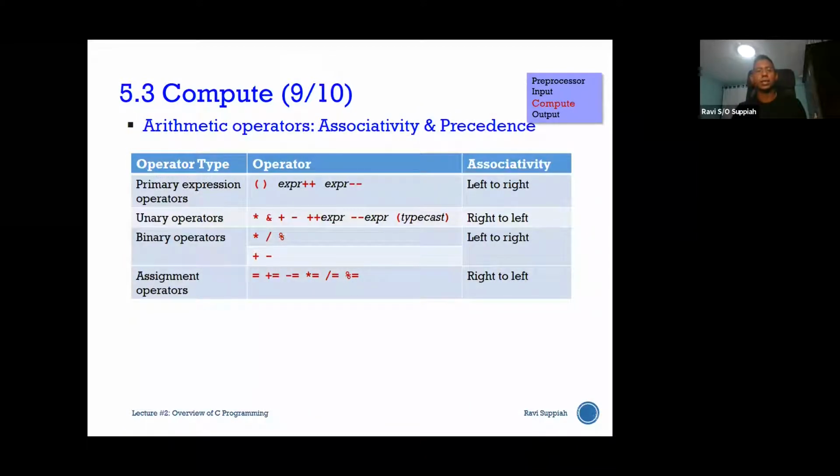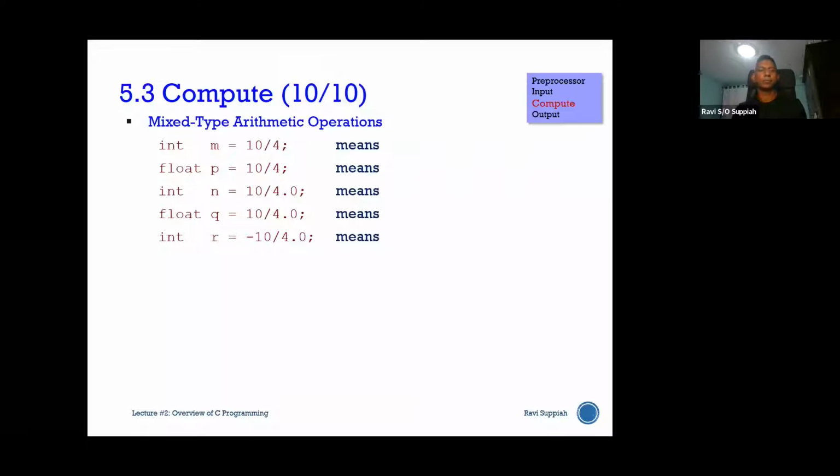So these are the associativity rules between left and right. And like I said, most of us may not remember most of this all the time. So the easiest way is always to use the brackets.